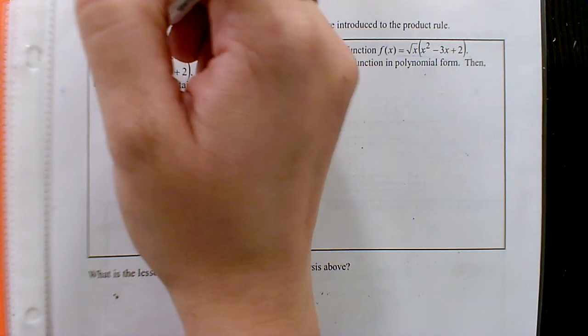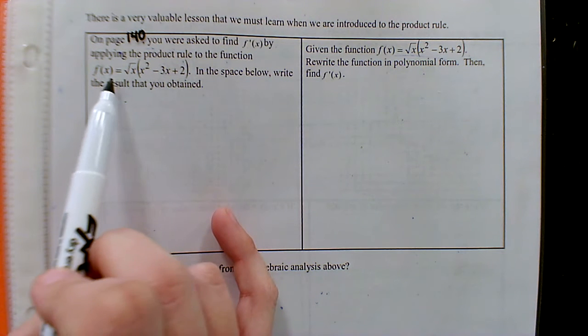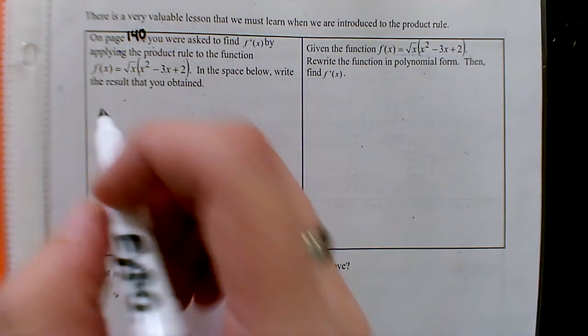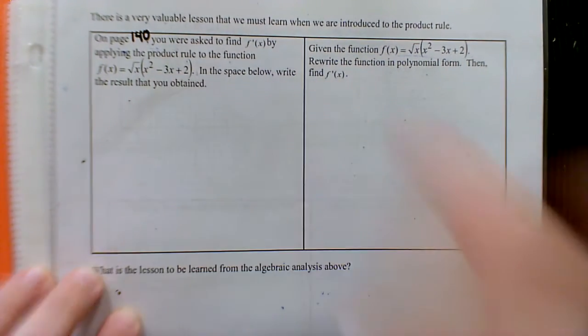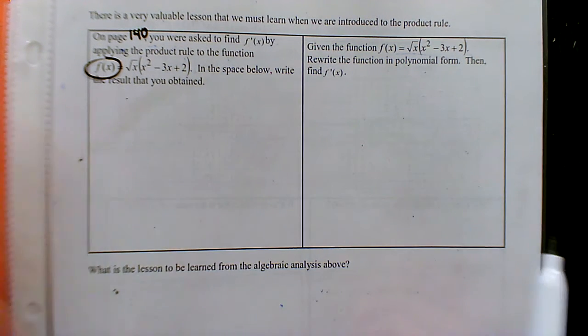So on page, I think it was 140, if you look back, we were asked to find the derivative applying the product rule. So we're going to go ahead and write down what we got from that response. So I think on page 140, the last page, we're looking at the top right-hand corner. Is that right? Okay. So we'll say it was labeled G on page 140, but I guess we're labeling it F now for some reason.